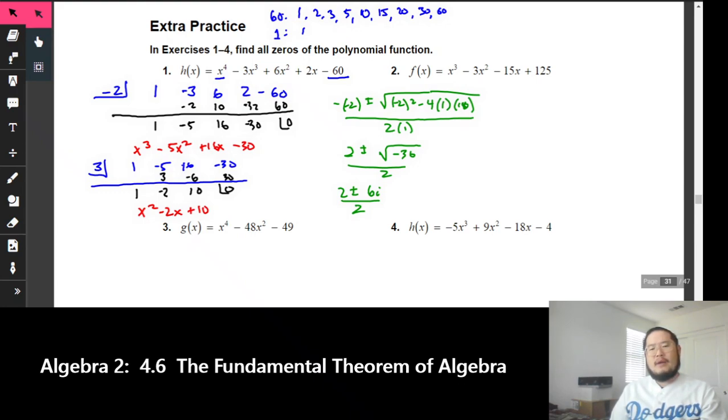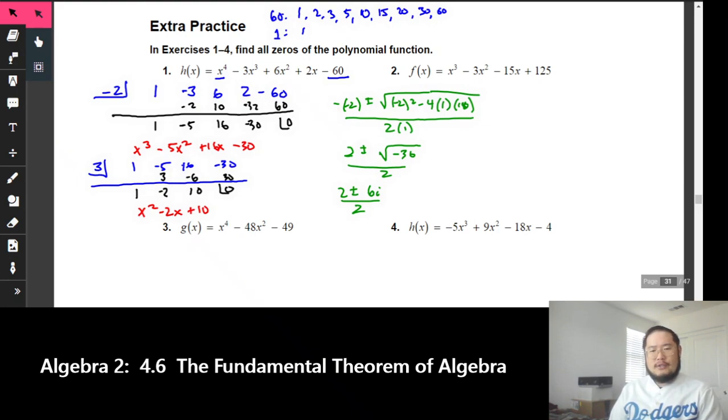I can simplify this a little bit more. Remember, we're dividing everything by 2 right here. That's where a lot of students mess up. They'll usually take 2 divided by 2, and they got 1, and they'll say, oh, 1 plus 6i and 1 minus 6i. That is not the case. You've got to make sure it simplifies to both the 2 and the 6i, because we're dividing everything right there.